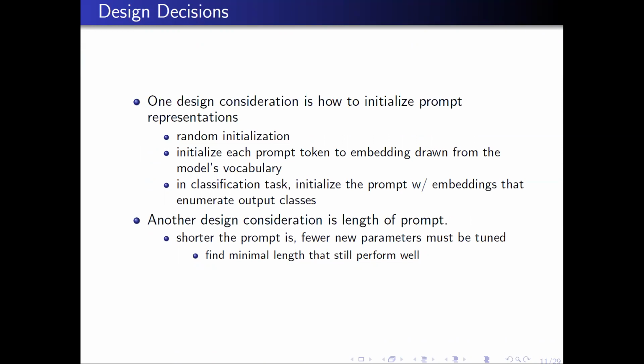One design consideration is how to initialize the prompt representations. The simplest way is to train from scratch using random initialization. A more sophisticated option is to initialize each prompt token to an embedding drawn from the frozen model's vocabulary. In classification tasks, we can initialize the prompt with embeddings that enumerate the output classes. Another design consideration is the length of the prompt. The shorter the prompt is, the fewer new parameters must be tuned. So we want to find the minimum length at which prompt tuning still performs well.